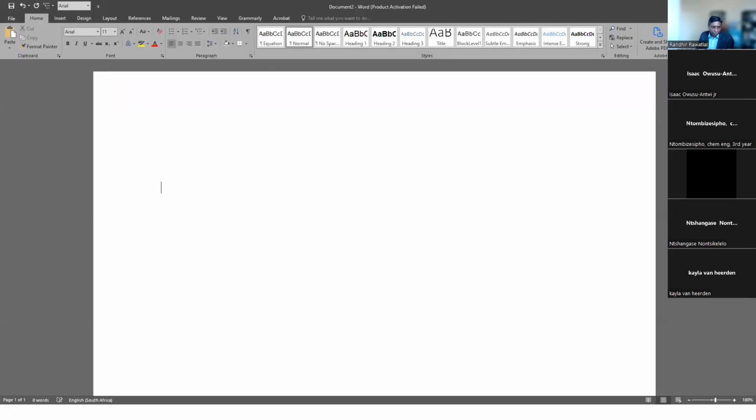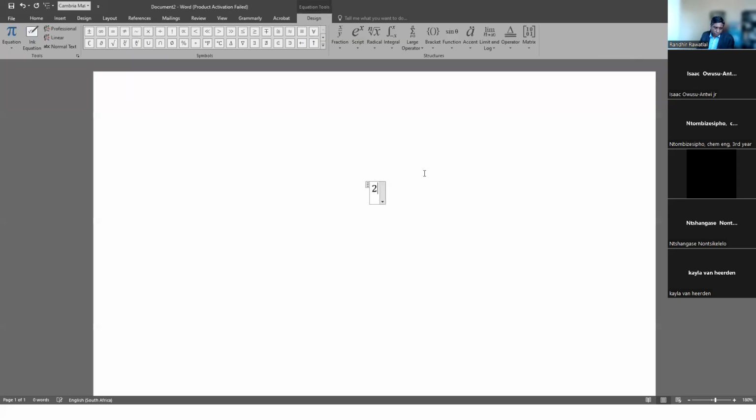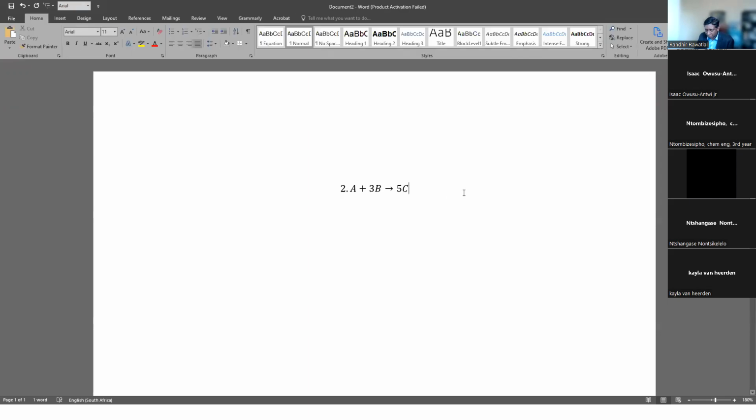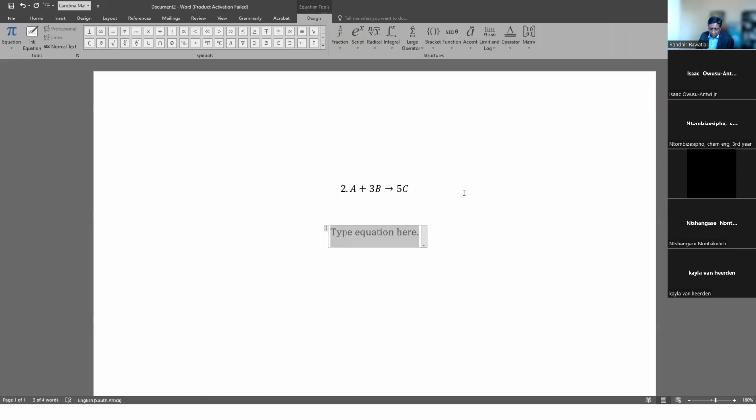So let's say we have 2A plus 3B going to, let's say, 5C. Of course, in some simple reactions, we don't often get such high stoichiometric coefficients, but I just want them to be different so that we can see the effect here.